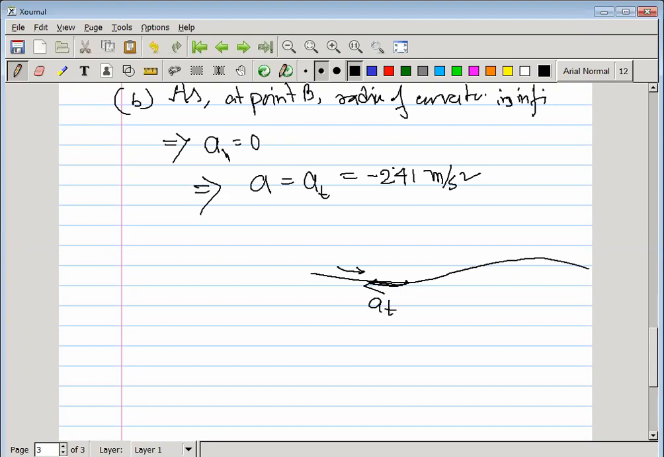And the normal component, we have found out, is 1 point something, which is positive, so that should be in this direction. And you all know that the length of the arrow defines the magnitude of the acceleration, so the resultant should be in this direction. The resultant is given in the question, 3 meter per second square. It has two components, an and at, and an at point A is 1 point something, right?